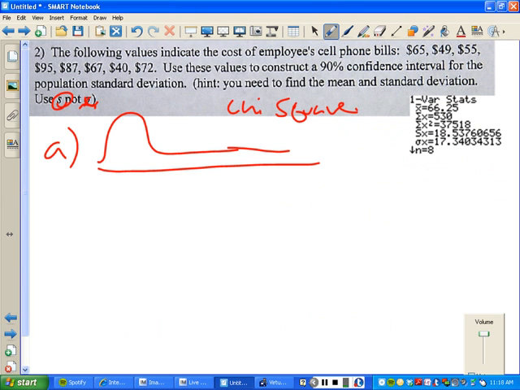So, we're going to go here. The area on the inside is 0.90. How much is the area on the outside? 0.1 total. On each little piece, there's 0.05, yes? So, let's go to the chi-square chart.